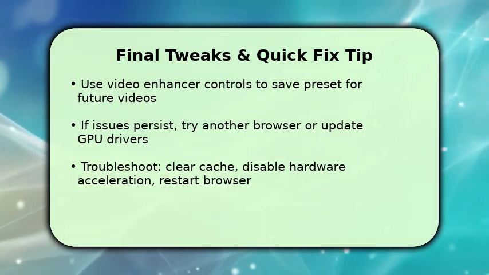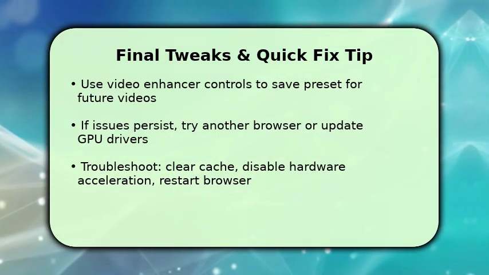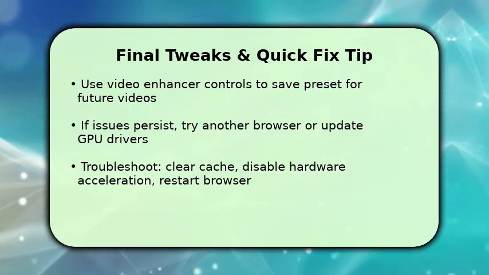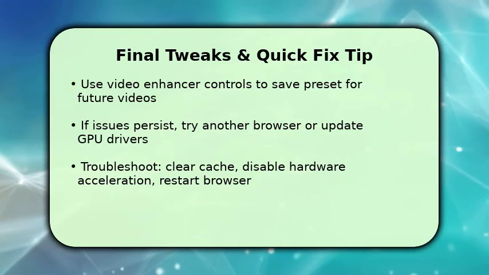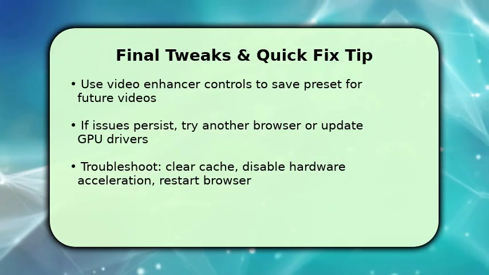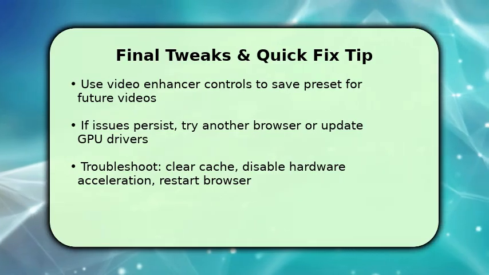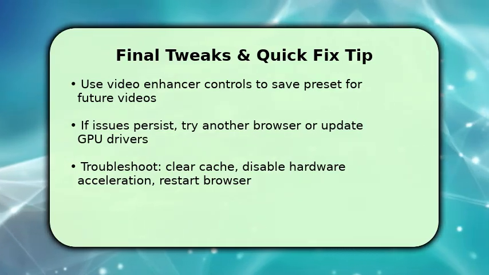Consistency helps. Make sure your browser and GPU drivers are updated and test the same video in another browser to isolate the problem. If brightness still seems wrong, clear cache and disable hardware acceleration temporarily. That often fixes renderer brightness bugs.